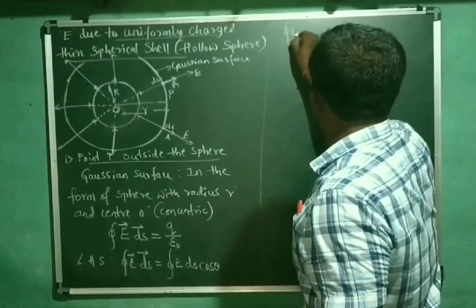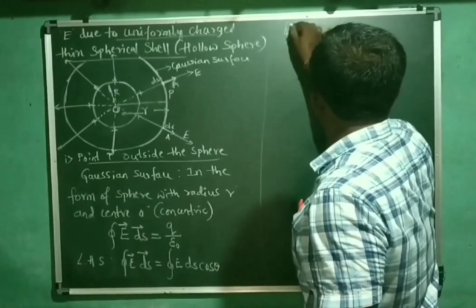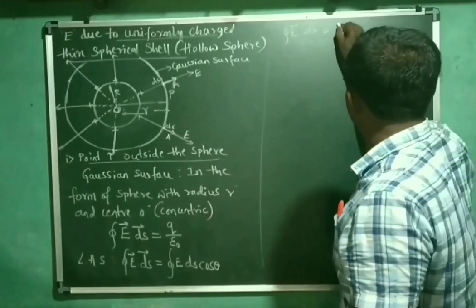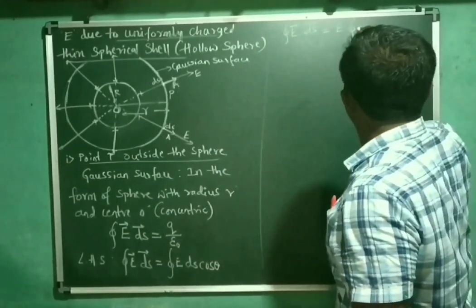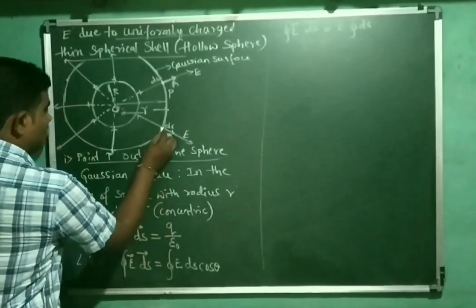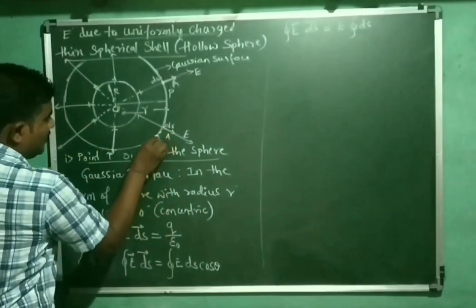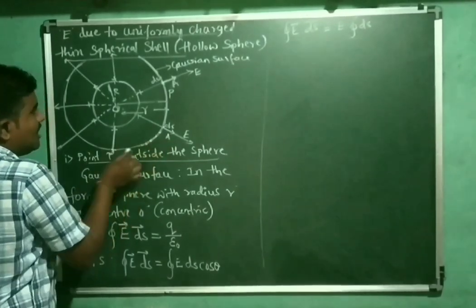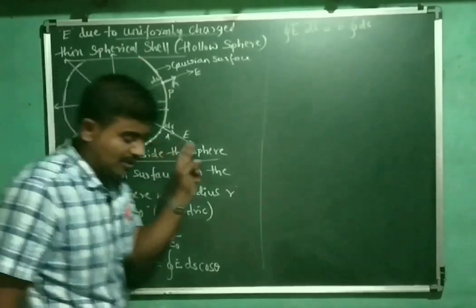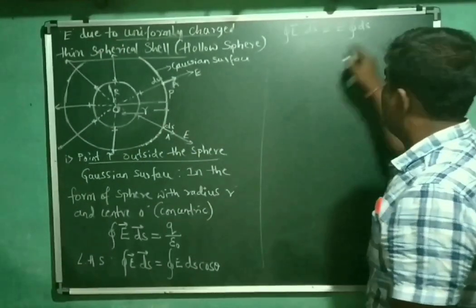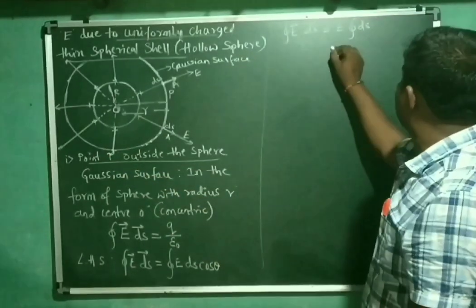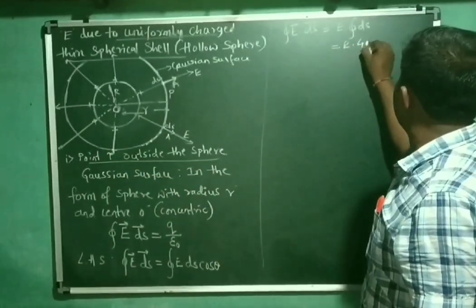So closed integral E ds is equal to E ds, with an angle of 0 degrees, and the electric field is a constant, so it is taken outside: E closed integral ds. See here, if I add all the ds's, this is ds, ds, ds, ds, ds, ds. If I add all these ds's, I am going to get the total surface of the Gaussian. Understood? And this is in the form of what shape? Sphere. And the surface area of a sphere is how much? It is 4 pi r square.